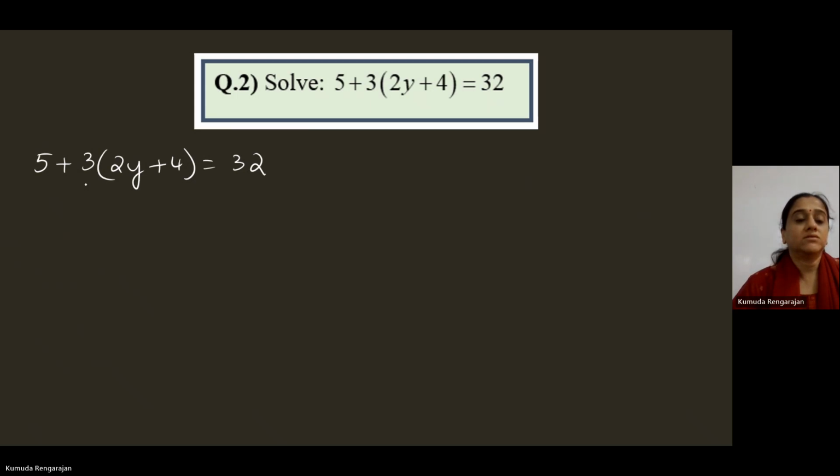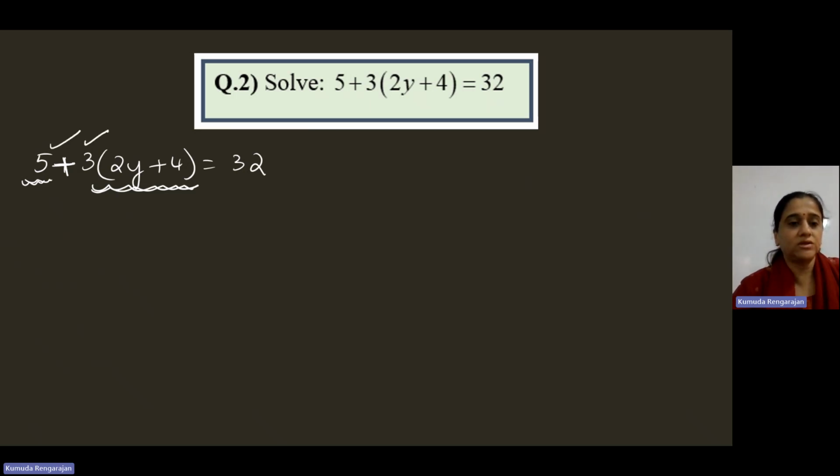Okay. So here what you have to do is, we have an expression plus another expression is equal to 32. 5 plus 3 into 2y plus 4 is equal to 32. So solve meaning we'll have to work this equation and find the value of y, for which we need to have y standing alone on the left hand side. So we need to slowly take this 5, this 3, this 2, and 4 to the other side.